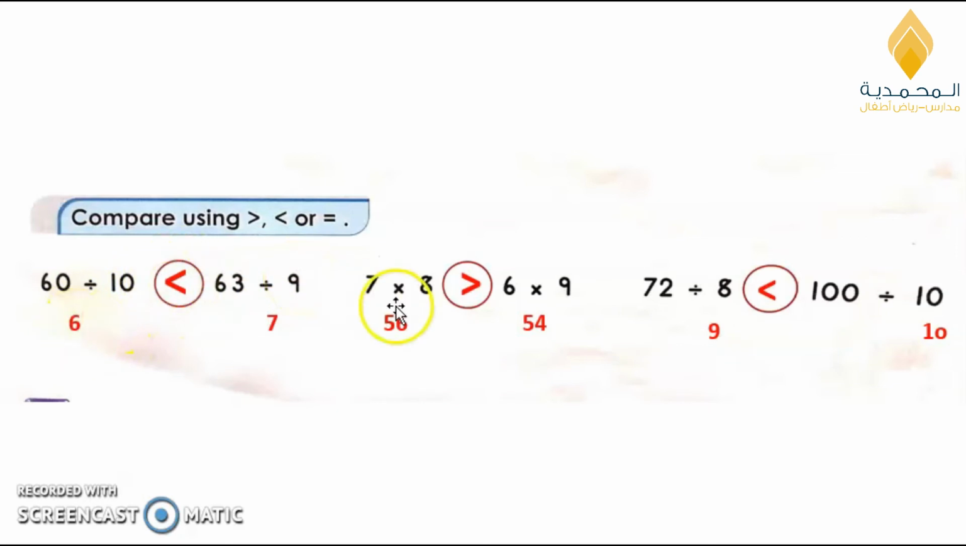Let's move to the next question. 7 times 8 is 56. 6 times 9 is 54. Which one is greater, 56 or 54? Yes, 56 is greater than 54. Now, 72 divided by 8 is 9, because 9 times 8 is 72. 100 divided by 10 is 10, because 10 times 10 is 100. So, 9 is less than 10.